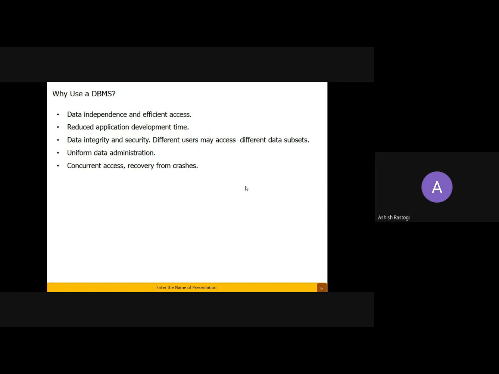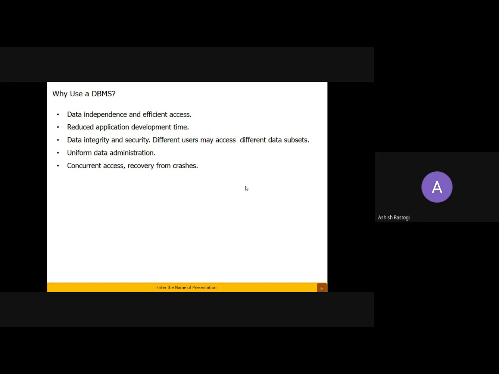Next thing, why do we use a database management system? First, the benefit is data independence and efficient access. Data independence means, suppose you are purchasing a particular product or booking a movie ticket, flight ticket, or train ticket, then you do not depend on any other transaction. Your transaction is free, and you can access or manipulate your data without any interruption. So of course, data independence is one facility that you have. And another is efficient access, meaning you can access data efficiently also.